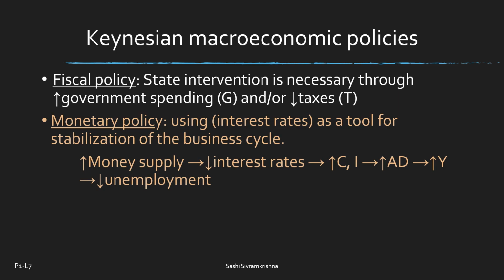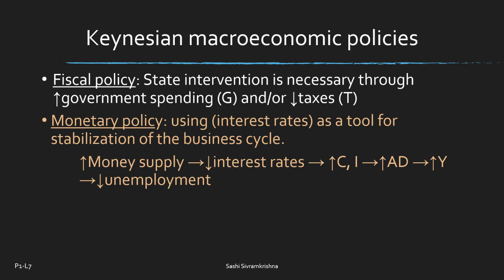The second policy that Keynes advocated is monetary policy. Monetary policy uses interest rates, which is nothing but the cost of borrowing to households as well as firms.